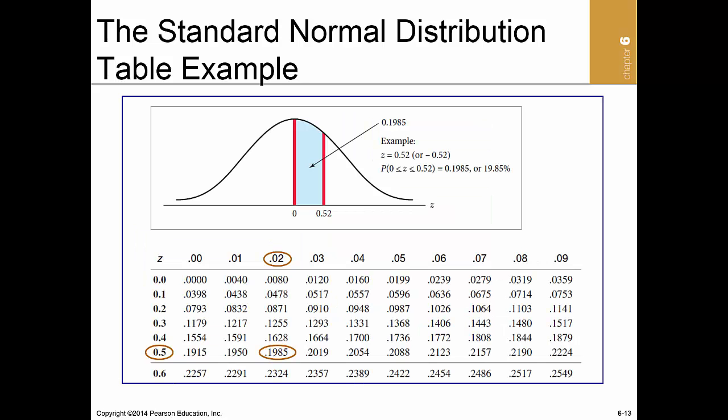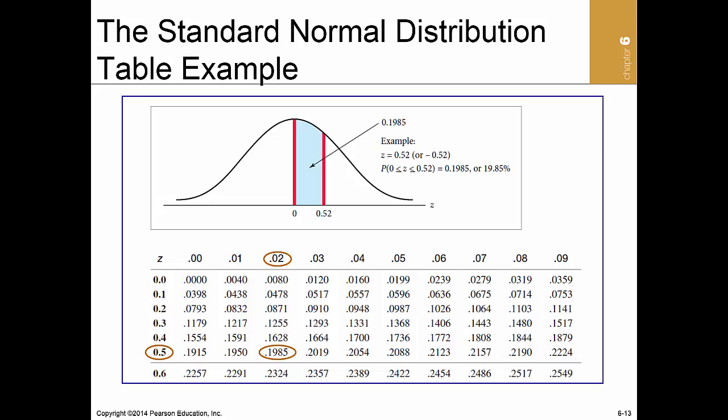So suppose we calculate a z-value of 0.52. Using the table, we find 0.5 on the left in the rows and 0.02 on top in the columns. The intersecting probability is 0.1985.